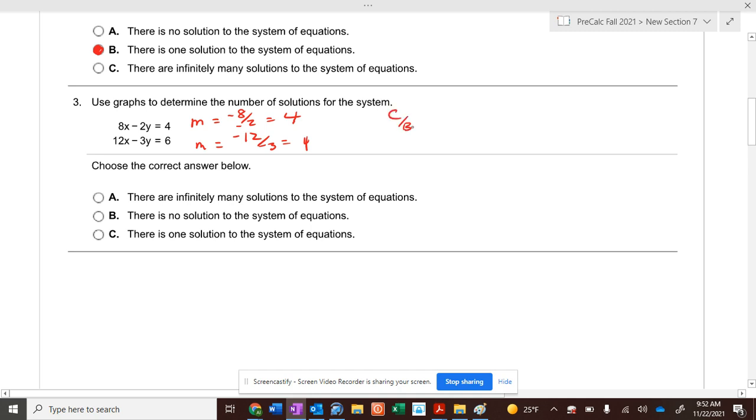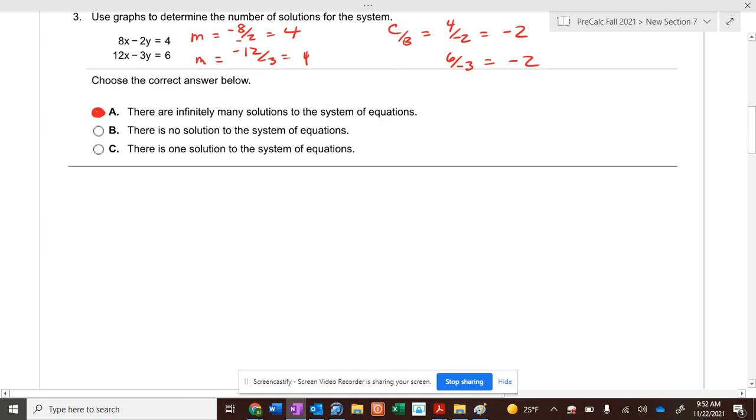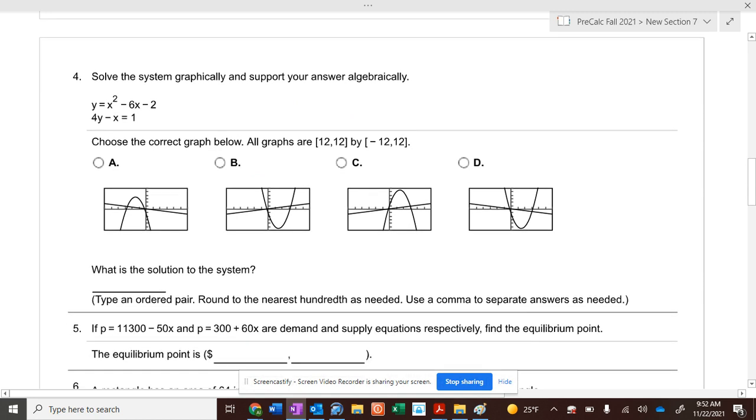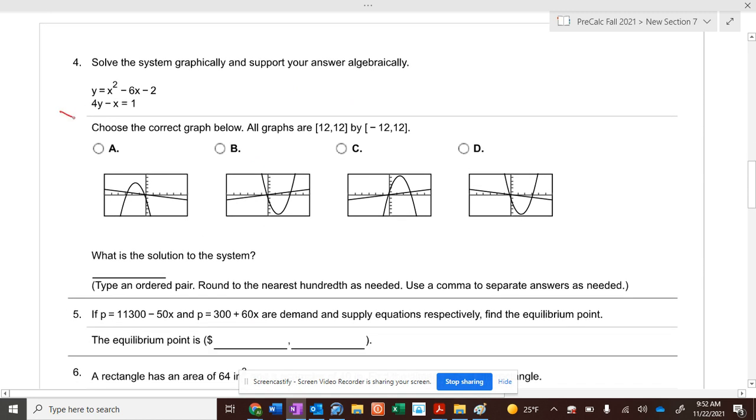C over b equals the y-intercept. So for the top one, it's 4 over negative 2, which is a negative 2 for the y-intercept. For the bottom one, it's 6 over negative 3, which is negative 2. They have the same slope, same y-intercept, so it is infinitely many solutions. So you just have to figure out their slope, figure out their y-intercept, and see what kind it is. For this one, I would graph on the graphing calculator.